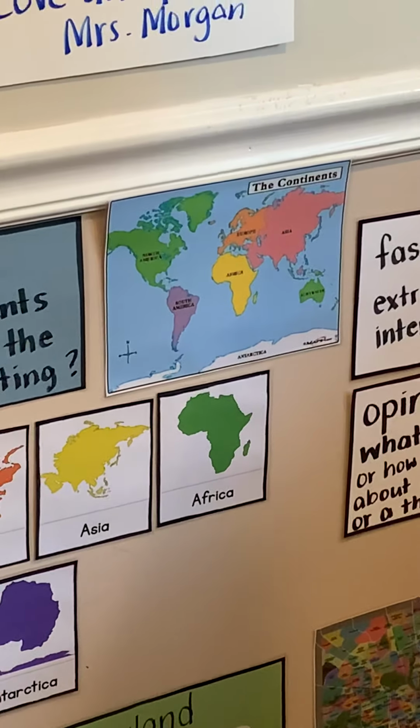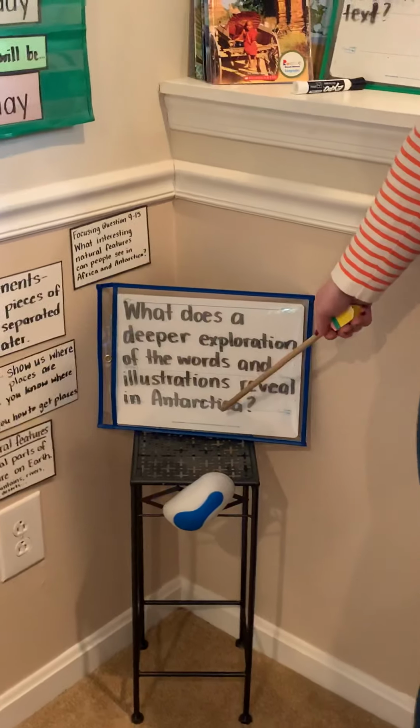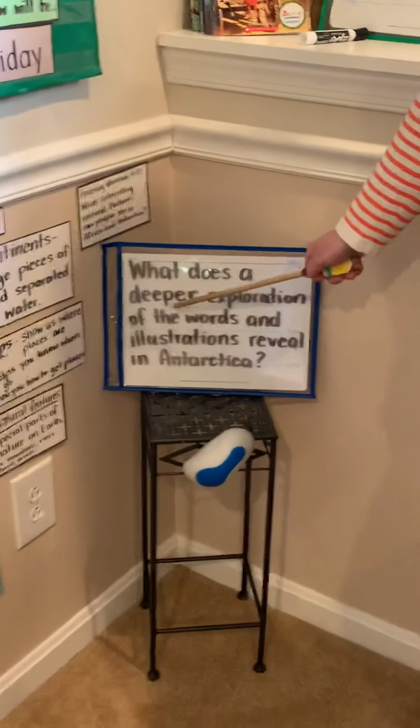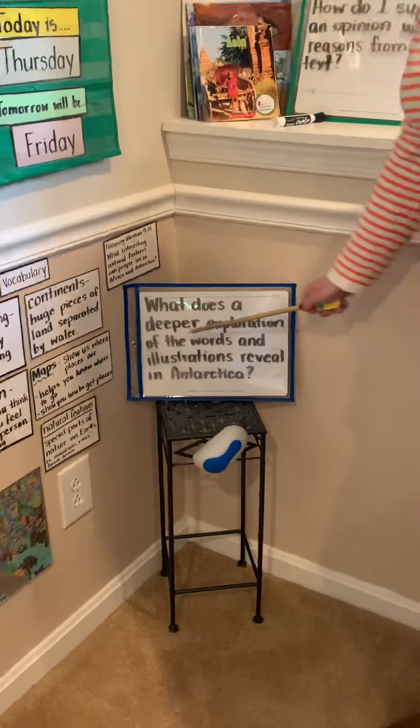Let's look at our focusing question for lessons 9 through 15. What interesting natural features can people see in Africa and Antarctica? Very similar to yesterday's lesson. Same question except for one word has changed, Antarctica. Let's read it. What does a deeper exploration of the words and illustrations reveal in Antarctica?